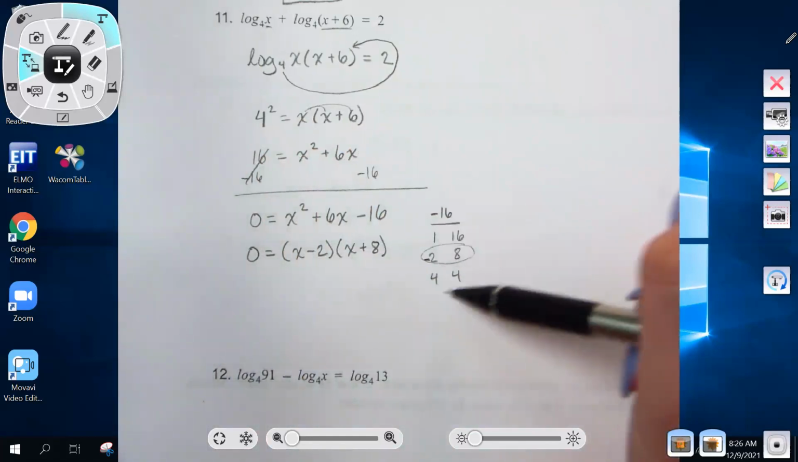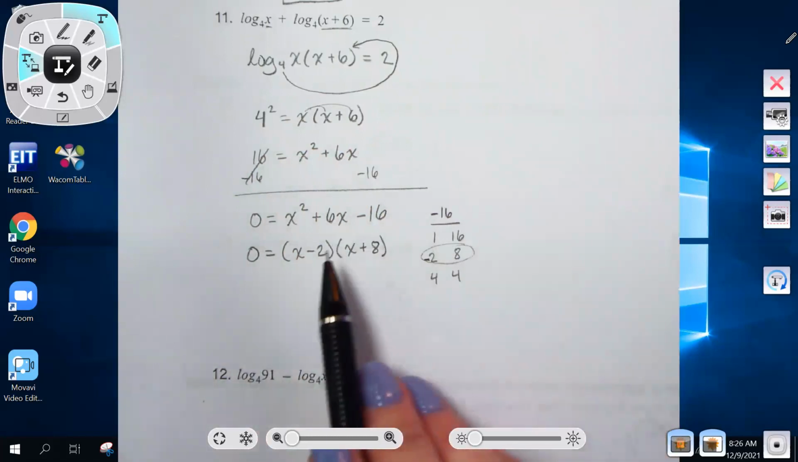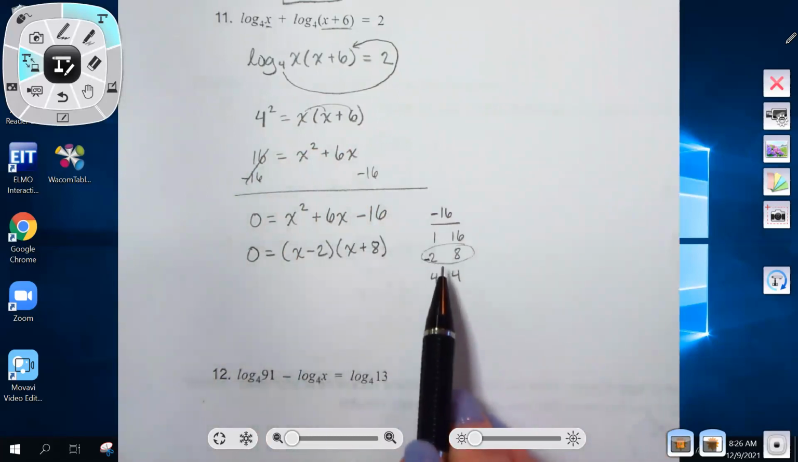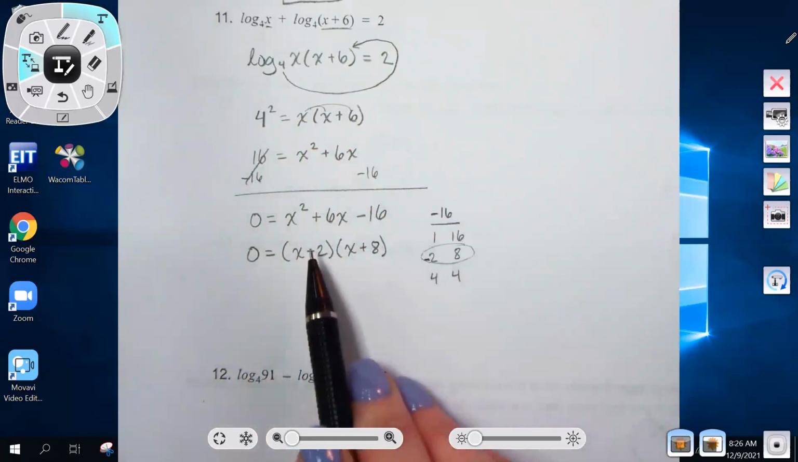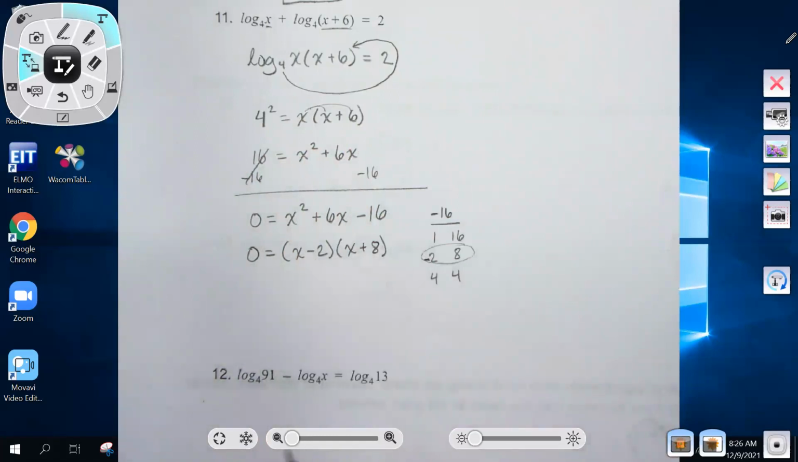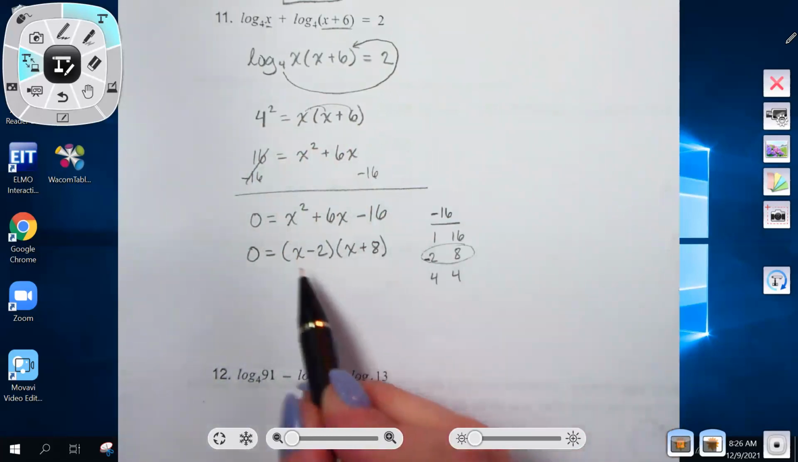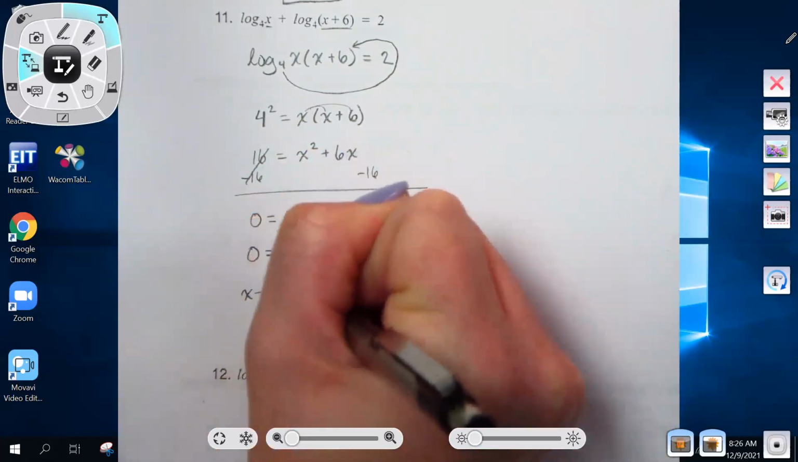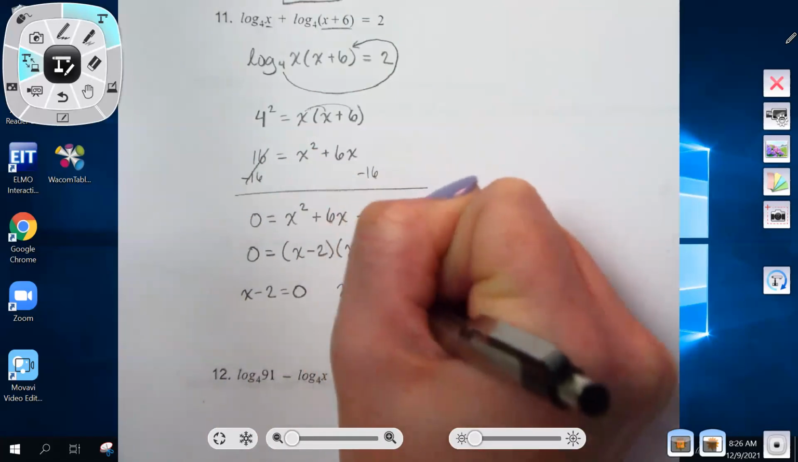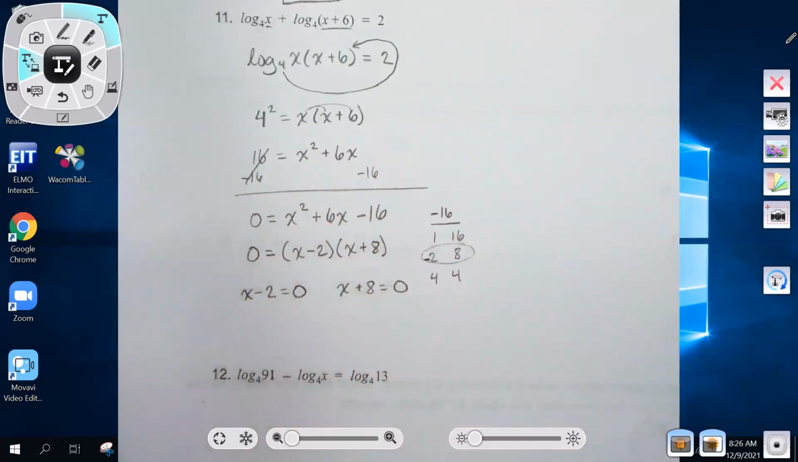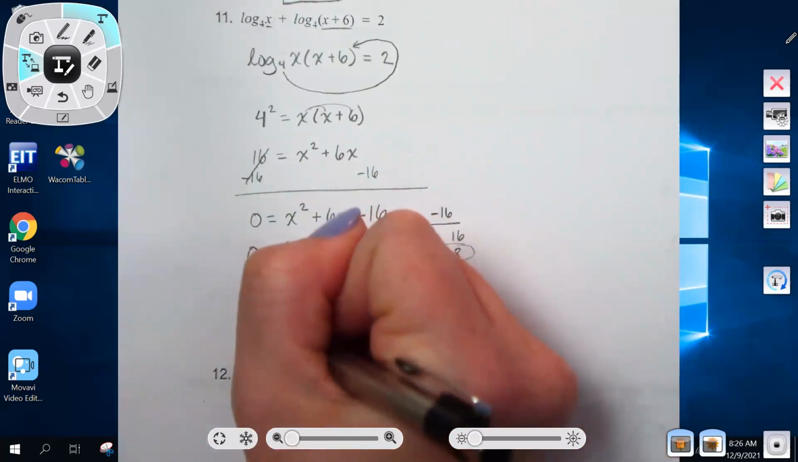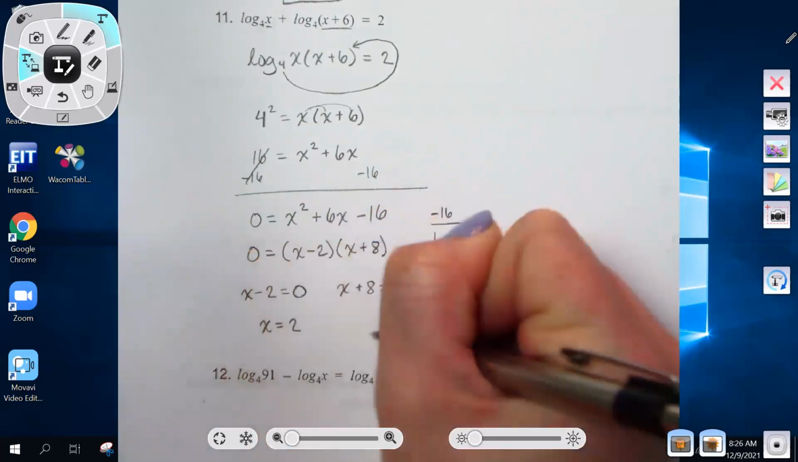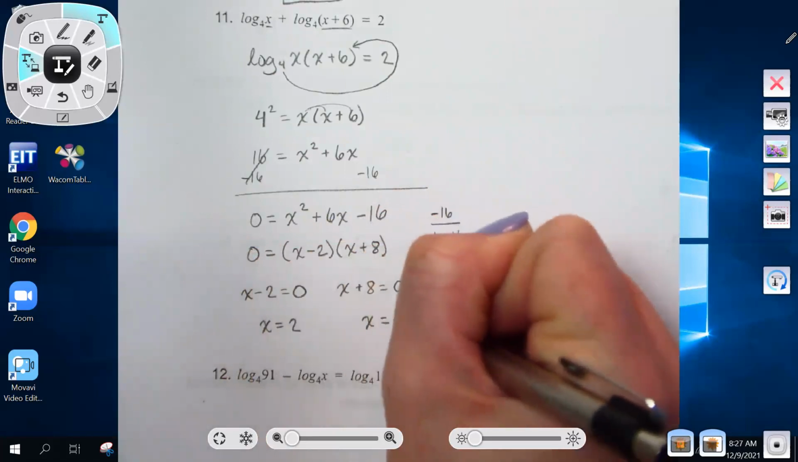Okay, this scratch work that I did was to find the factors. These are not your answers. They just go in the parentheses with the x's. Now to find the solutions, we set each factor equal to 0 separately. So x minus 2 equals 0, x plus 8 equals 0. Solve for x in both of these equations, and we get x equals positive 2 and x equals negative 8.